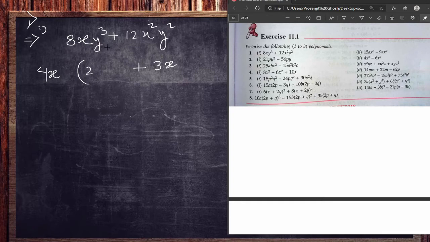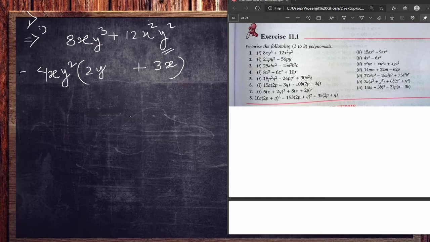Coming to the second variable, that is y cube and y square. You have to see the minimum. y square is the minimum. So from both, if you take out y square, in the first one only y will remain, because y cube is y into y into y, so if you take two y's out, one y remains inside. Is that clear? I think it should be very clear. In the second one, y square was there, so you took it out and nothing remains.